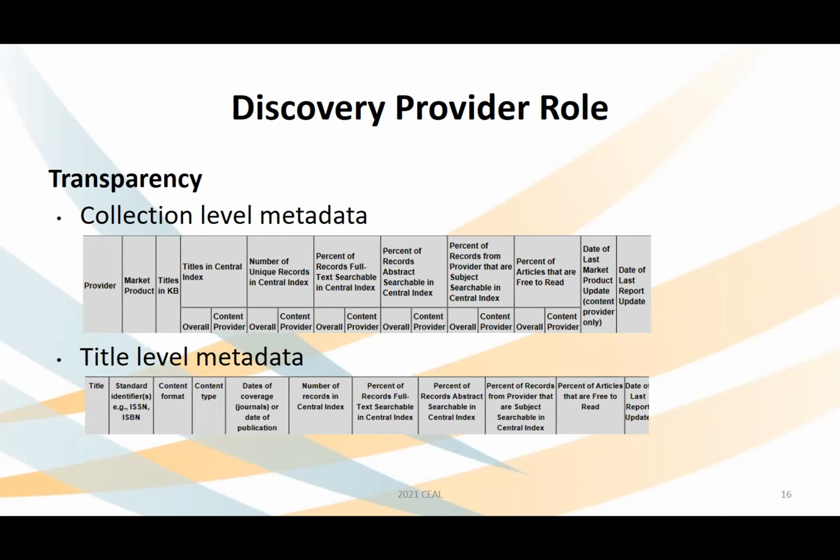the product, the market product or database name, the title in the knowledge base, the number of titles in the knowledge base for that collection, the number of unique records in the central index, percent of full text searchable records, percent of abstract searchable records, percent of subject searchable records, the percent of articles that are free to read, date of the last update, date of report update. Of course, this is a wishful list, a list of best wishes, and we don't know how soon the discovery service providers will be able to provide these.